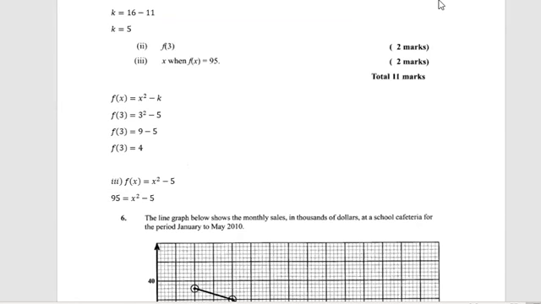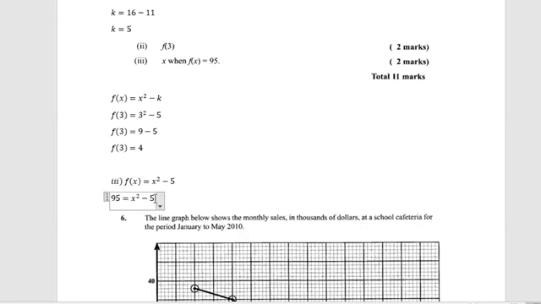Sarah can say what I did. Yes. I bring over the 5 to get 100 and square both sides to get 10. Yes. Very good. So that is exactly how it is done.